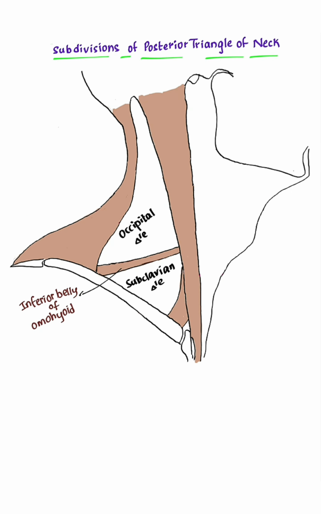Subdivisions of the posterior triangle of the neck. The posterior triangle is divided into two parts by the inferior belly of omohyoid. Omohyoid has two bellies, superior and inferior. The inferior belly subdivides the posterior triangle into an upper larger occipital triangle and a lower smaller subclavian triangle. The subclavian triangle is also known as the supraclavicular triangle.